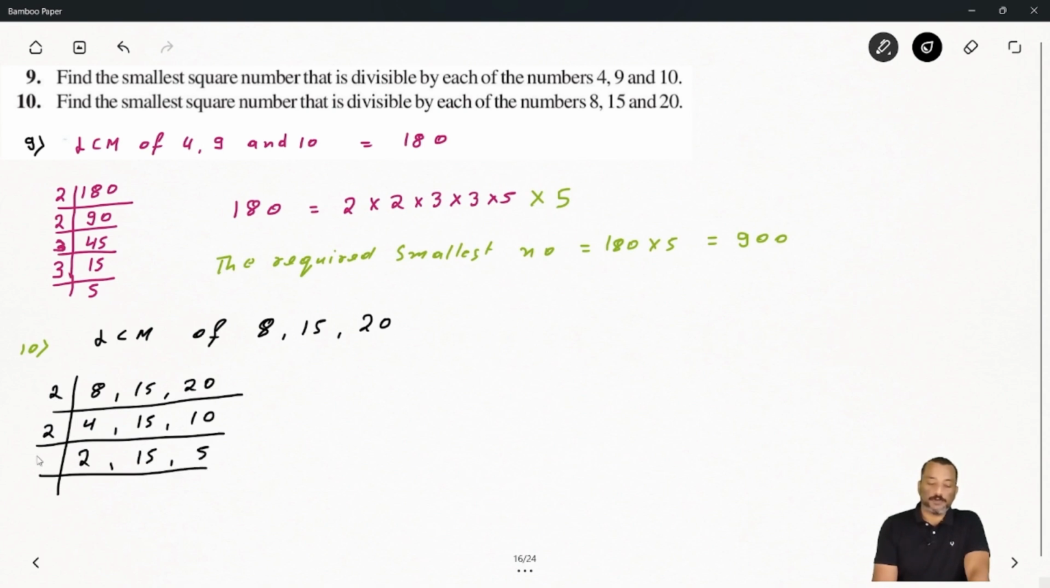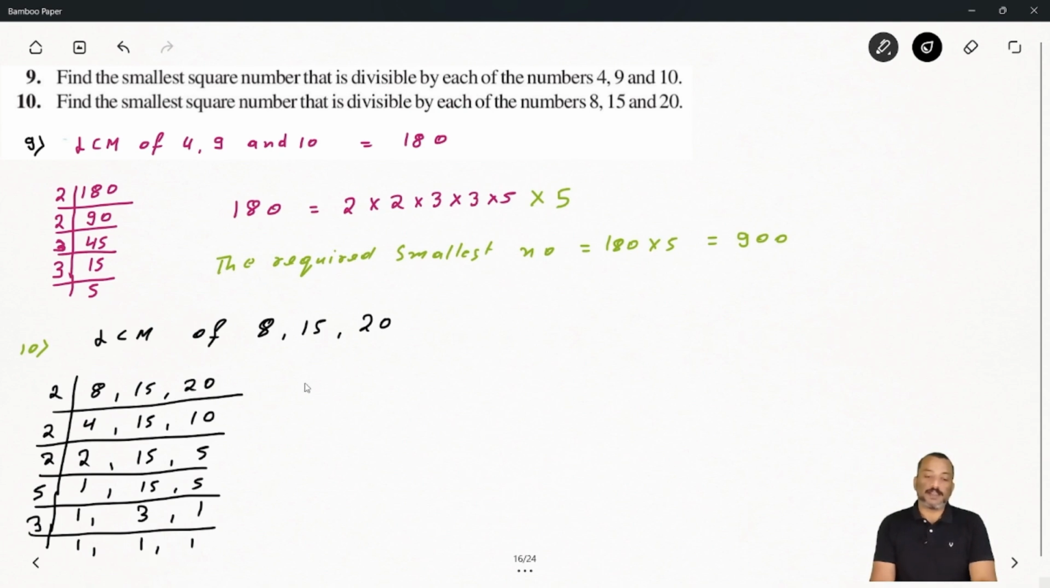Now after that you can go with 2. So you will get 1, 15, and 5. Now after that you can go with 5. So you will get here 1, 3, and 1. Now last you can go with 3. So you will get 1, 1, 1. So LCM you can get how much? You can say 2 times 2 times 2, and then 5 times 3. So we will get 2 times 2, 4, 4 times 2, 8, 8 times 5, 40, 40 times 3, 120. So now you got 120.